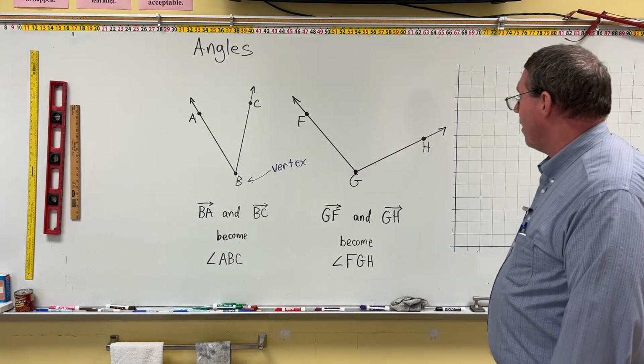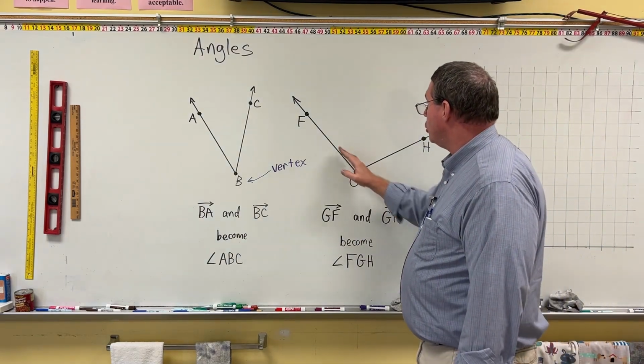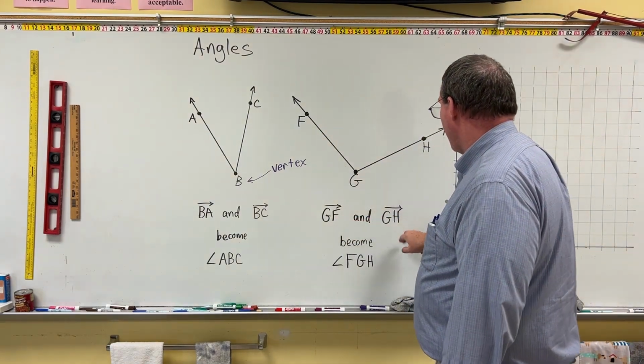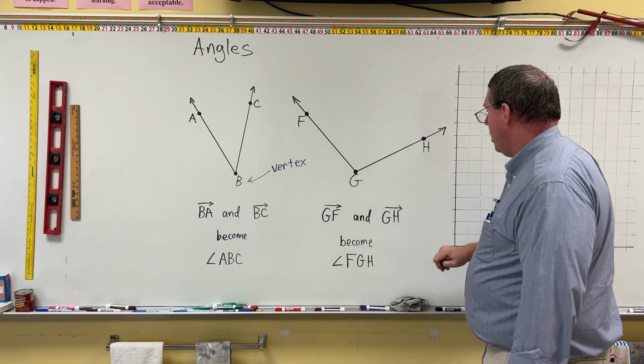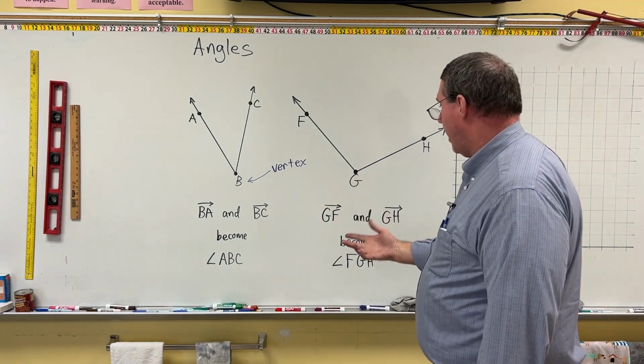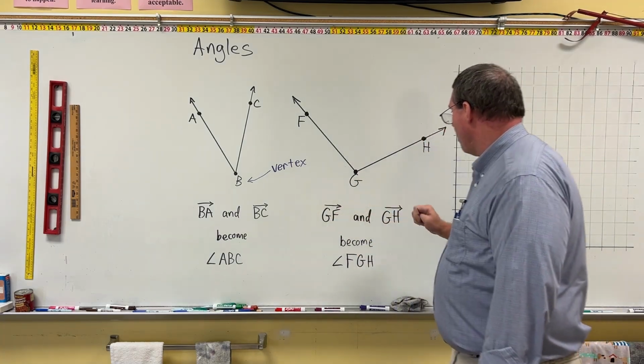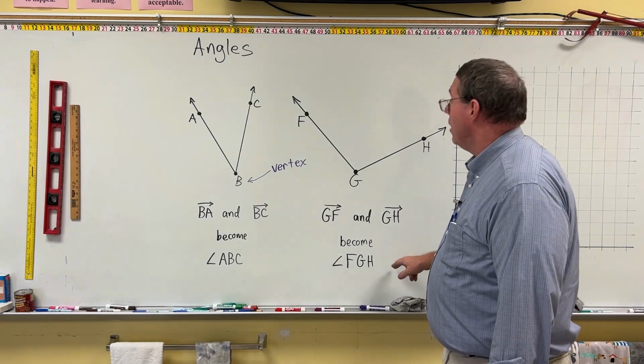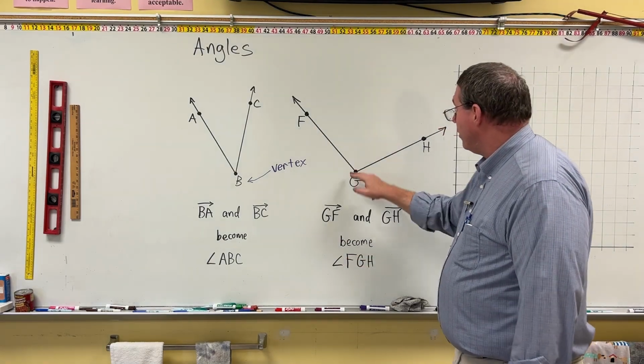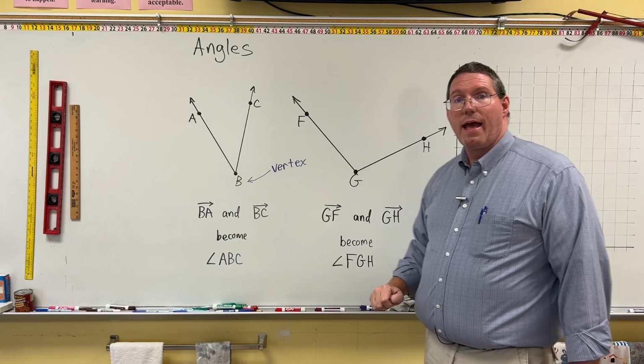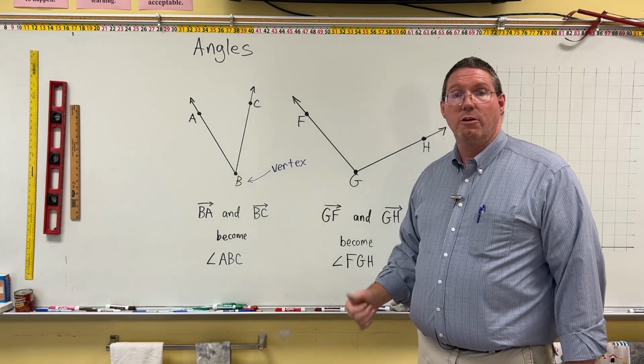Similarly, over here we have another one. Ray GF intersects ray GH at point G, the vertex, and together those two rays form the angle FGH. Okay? And that is how we define an angle.